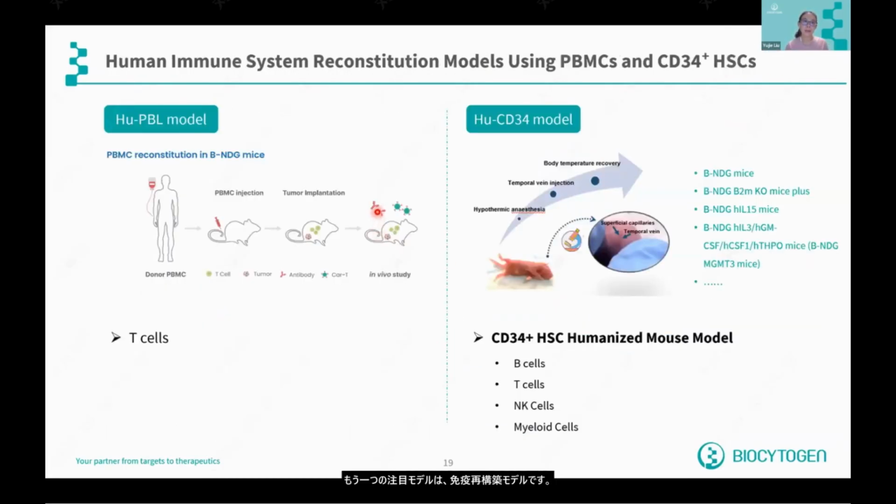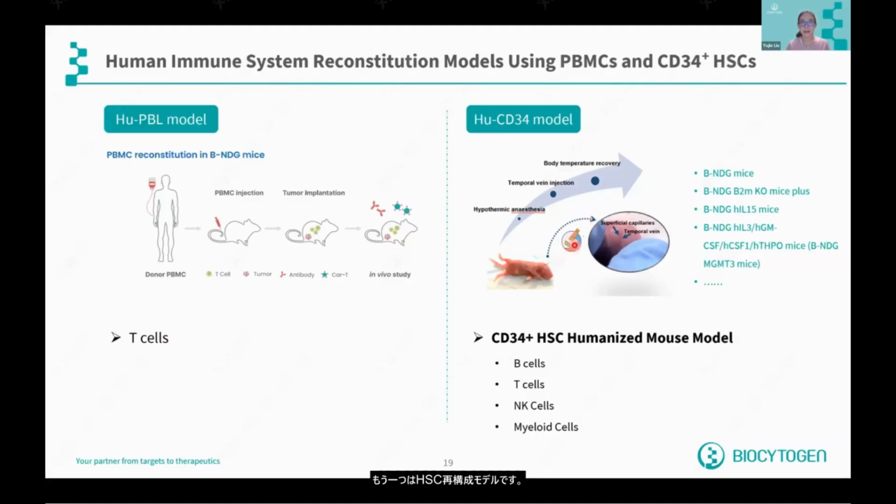Another very hot model used is the immune reconstitution model, and this is the most traditional one used in the pharmaceutical area. One is PBMC reconstitution, and the other is HSC reconstitution. For PBMC reconstitution, we can mostly get T cells after the reconstitution, which makes it a very good model for the evaluation of T cell engagers.